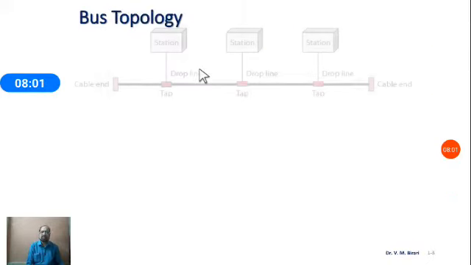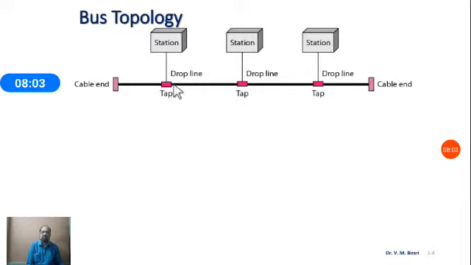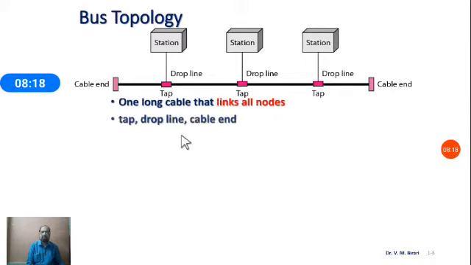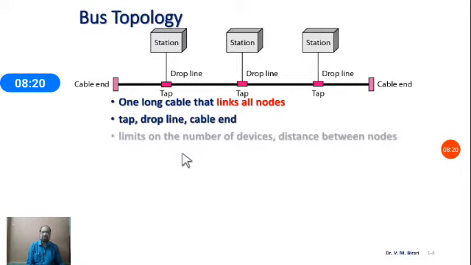Then bus topology. Observe, this is the single main route and all the stations are connected with the help of a tap, or what we call a drop line, to each station. So it is one long cable linking all the nodes. Tap, drop lines or the cable ends are the points required. It limits the number of devices and the distance between the nodes.